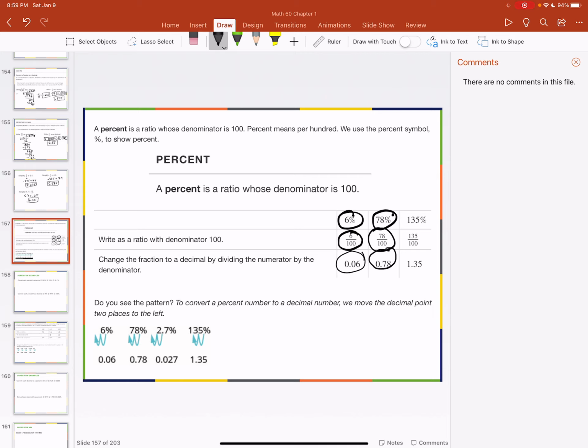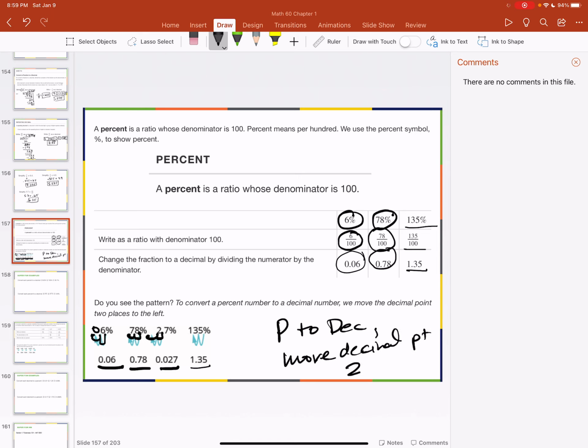So there's a pattern here. If you notice, every percent, if I move the decimal 2 spaces over, that's the decimal equivalent. That's because it's per 100. So if I start here, 78%, 0.78. 2.7%, I move the decimal 2 places over, 0.027. 135% becomes 135 over 100, which is 1.35. So the rule is, to go from percent to decimal, we move the decimal point 2 spaces to the left, okay?